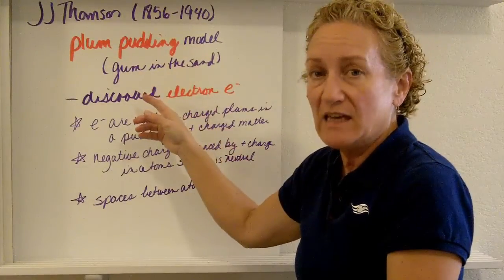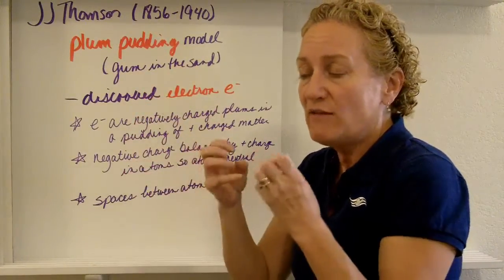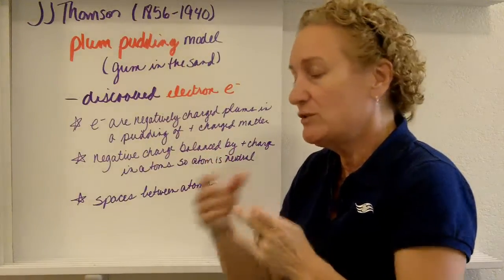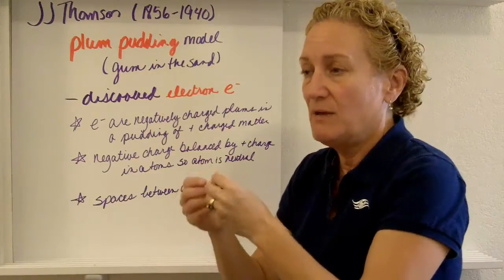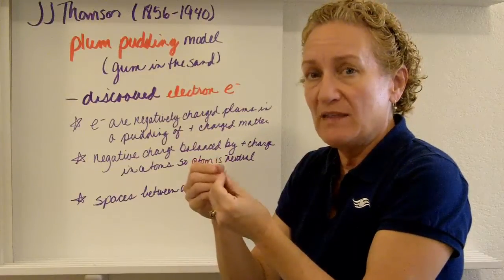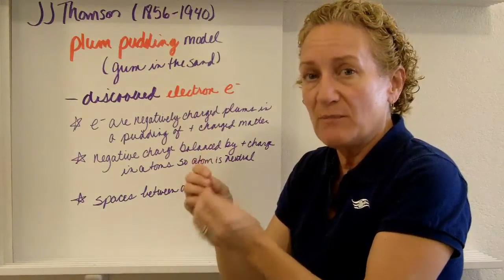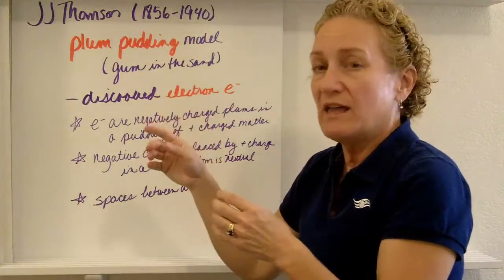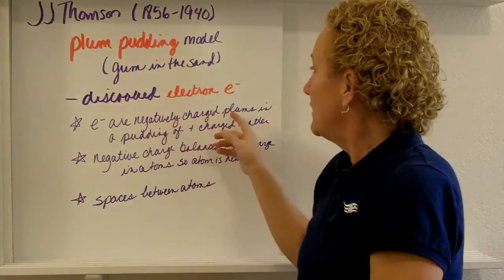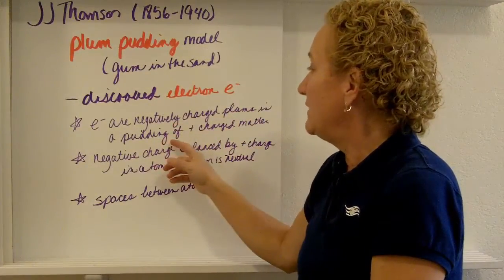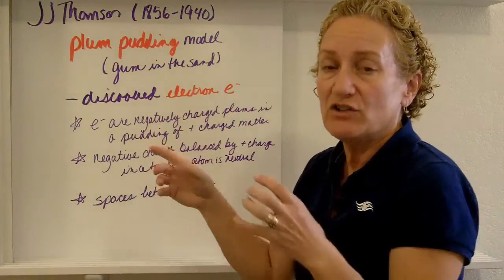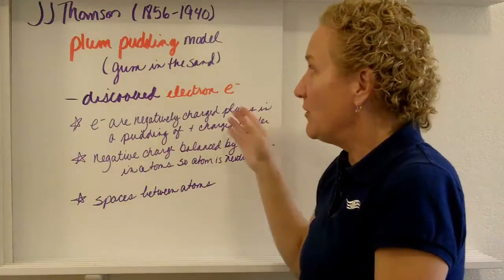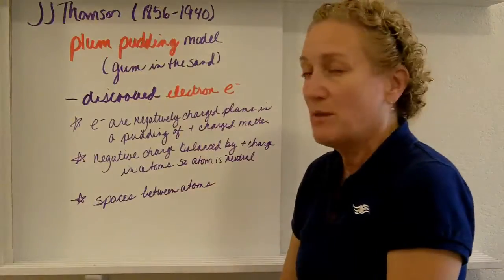I call it the gum in the sand model, because if you have some chewed gum and you're at the beach and you cough or laugh or whatever and you spit it out and it goes in the sand and you pick it up, those sand particles are embedded in that gum. You can't pick those sand particles out very easily. They're embedded in it. And so it would be like negatively charged sand particles in a sea of positively charged bubble gum. So hopefully that gives you a better view of J.J. Thomson and the plum pudding model.